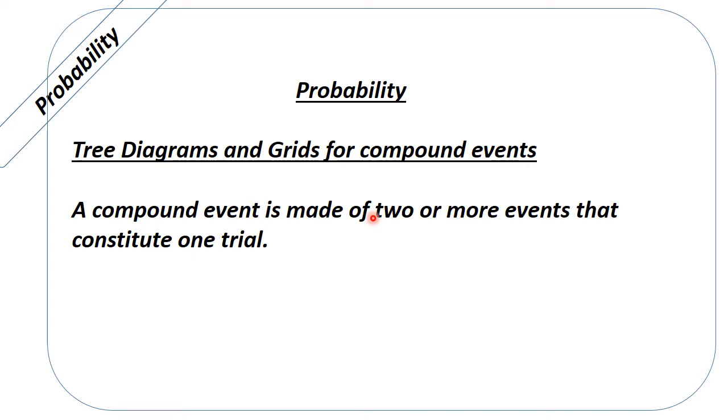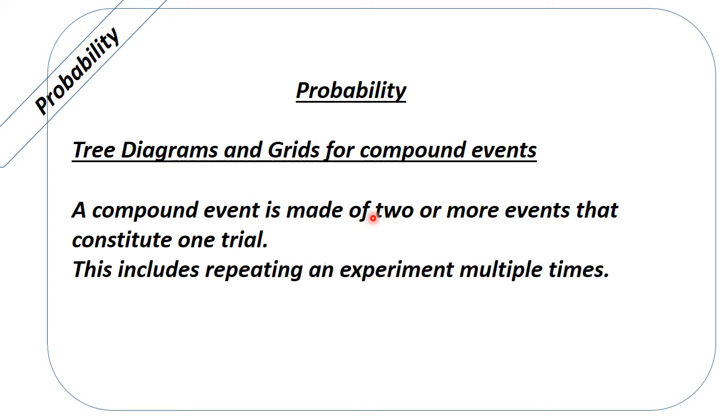So we use tree diagrams and grids. Another example is the one which I gave, which is repeating an experiment multiple times; it is also a compound event. A different example from repeating an experiment can be doing two different experiments, but you want to get the probability of the two different experiments.